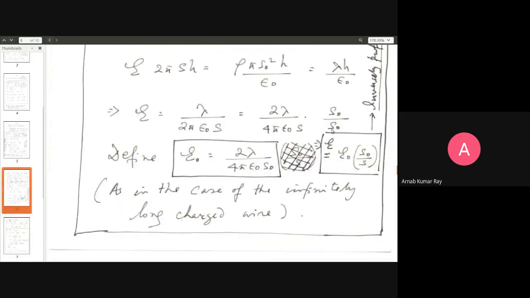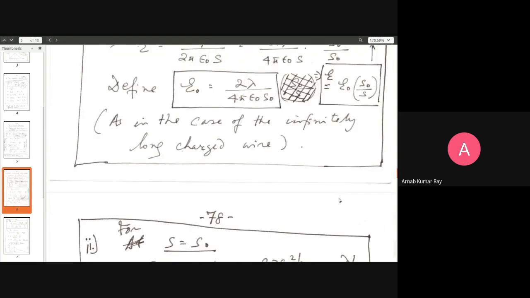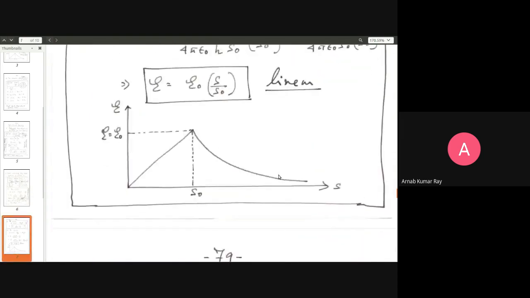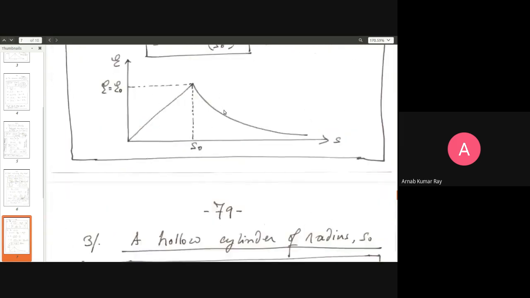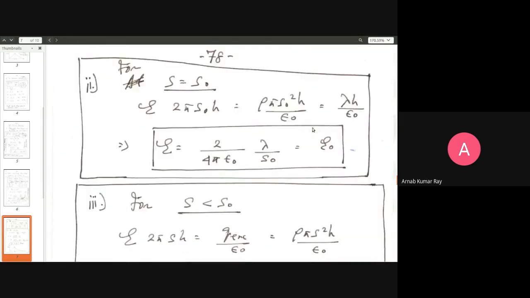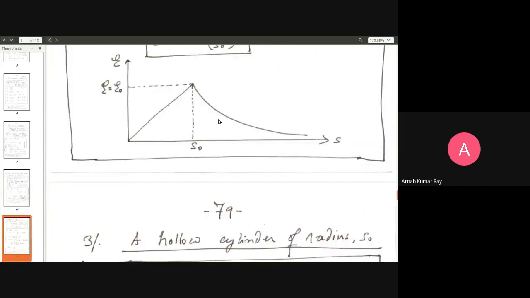Outside the cylinder, the electric field falls off as inversely proportional to the distance from the central axis of the cylinder. Once again, if you have to plot that graphically, at S equal to S naught, E is equal to E naught. And this is the straight line that goes up, the linear part, which is this formula, within S equal to S naught. After that it will fall off with an inverse proportionality behavior. That is what you have for S greater than S naught.